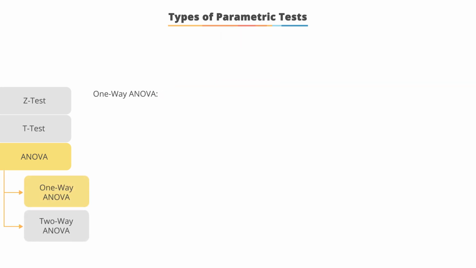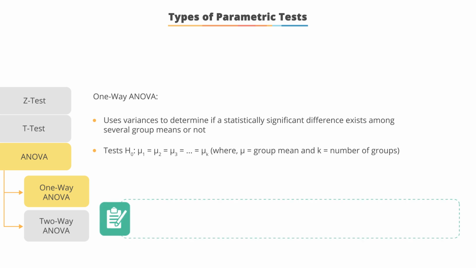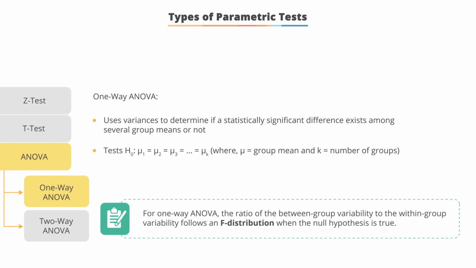So if we look at a one-way ANOVA, it uses the variance to determine if a statistically significant difference exists among several group means or not. So what our null hypothesis says is that the group mean for each group is equal to one another. And for a one-way ANOVA, the ratio of the between group variability to within group variability follows an F distribution when the null hypothesis is true. And we'll talk about an F distribution.